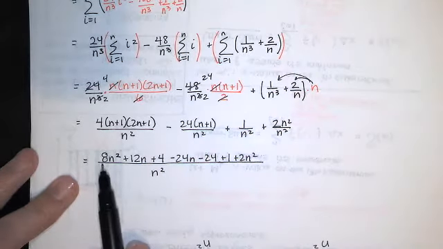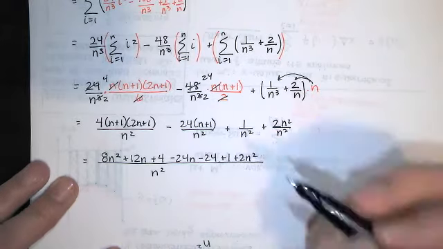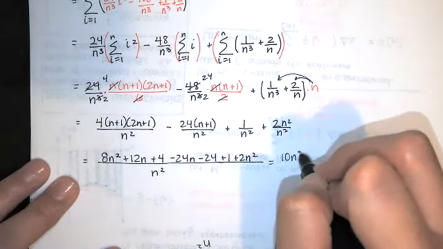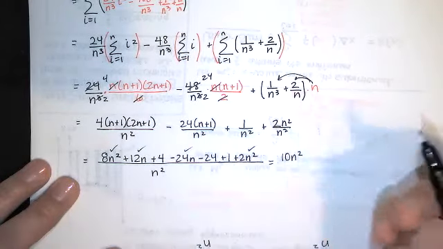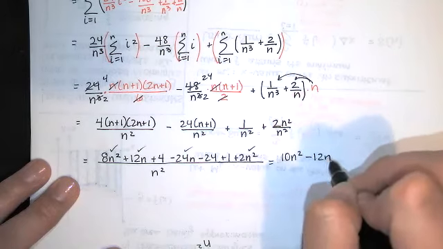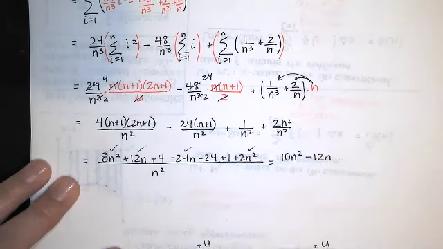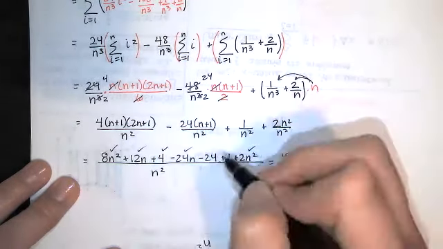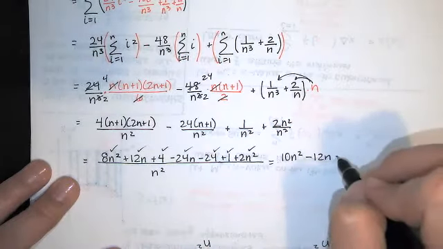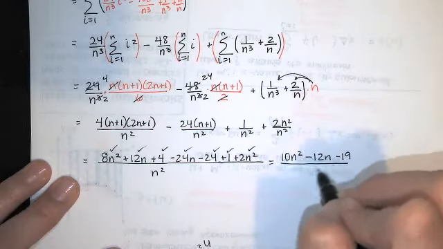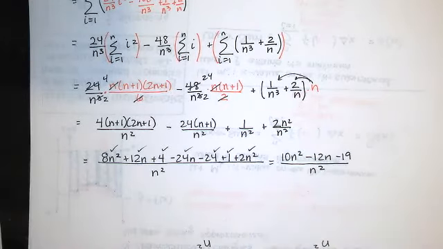Okay, and now I've got 8n squared plus 2n squared. That's 10n squared. 12n minus 24n is negative 12n. And then I've got a 4 minus 24 is negative 20, plus 1 is negative 19 over n squared. Now that is my lower sum. That's an underestimate for the area under the curve.